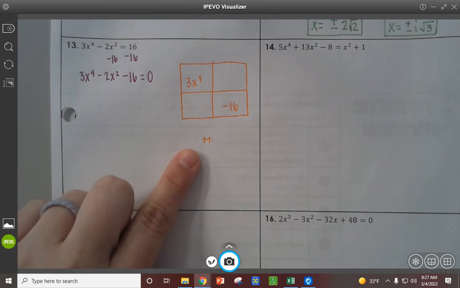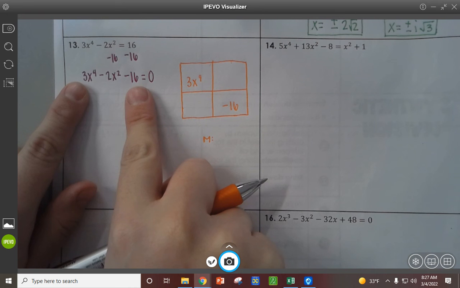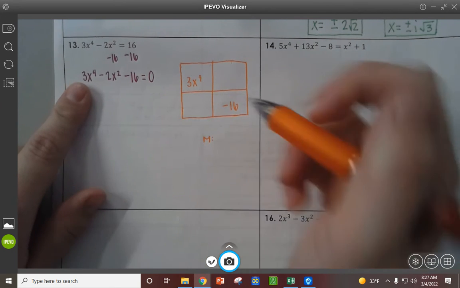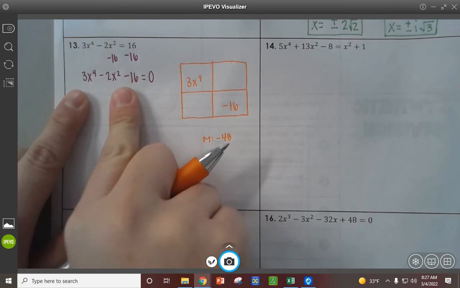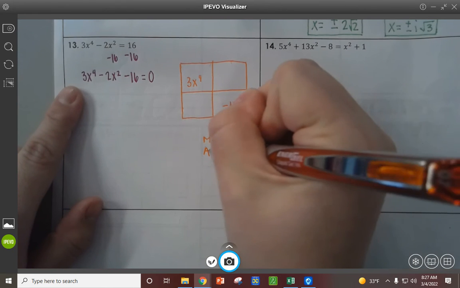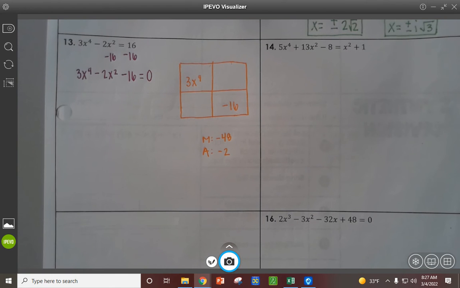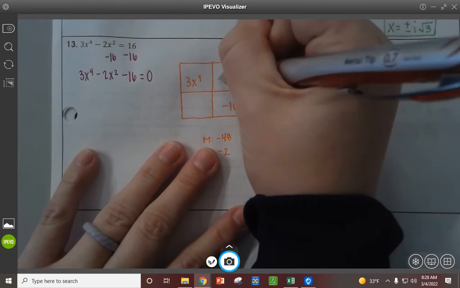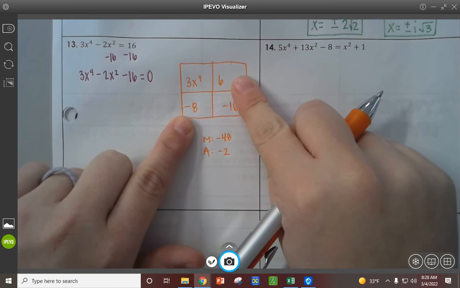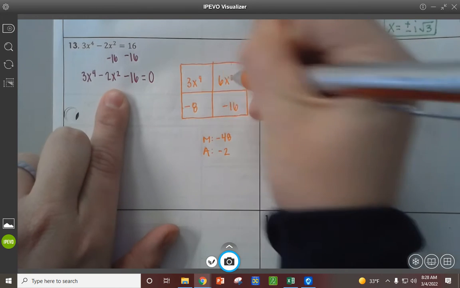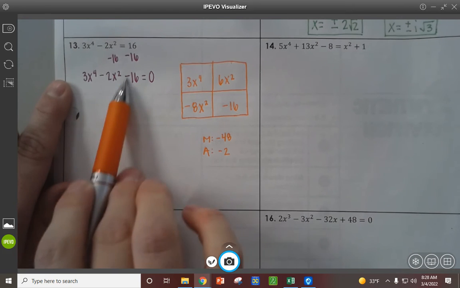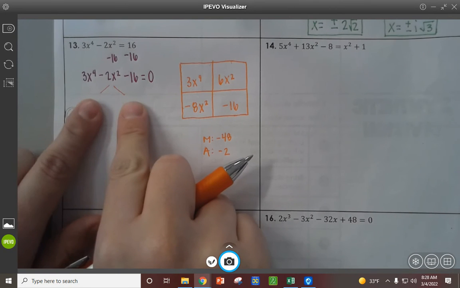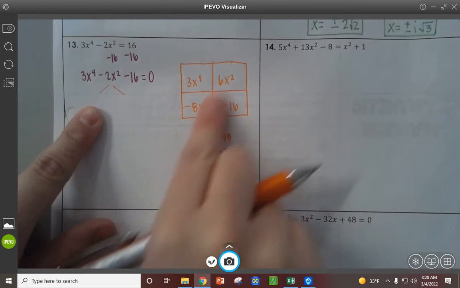We want two numbers that multiply to be what? Negative 48. 3 times negative 16 is negative 48. And then we also want those two numbers to add to be negative 2. So what two numbers multiply to be negative 48 and add to be negative 2? 6 and negative 8. Now, along with those numbers, I have to put an x squared. Because really what we did was we took this negative 2x squared and we split it into two parts to make this work out. And so that's why I put the x squared with those.